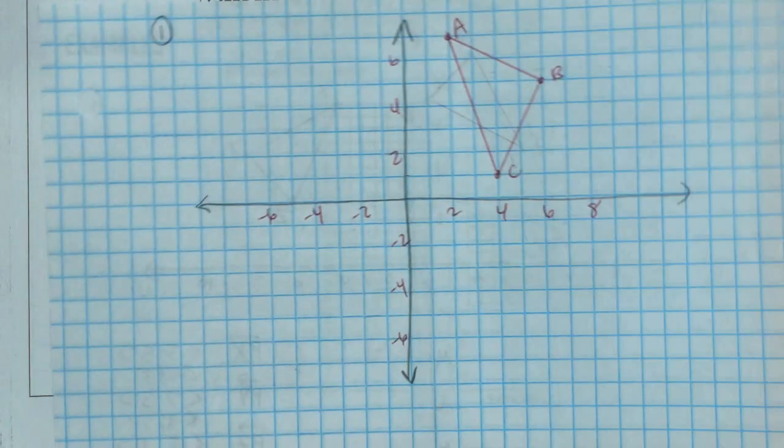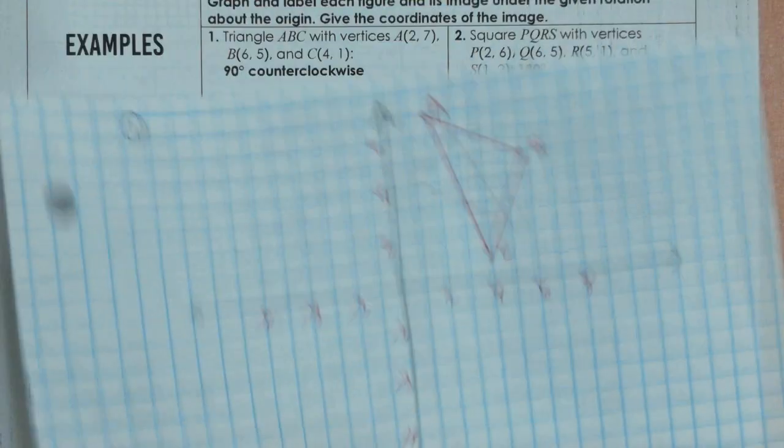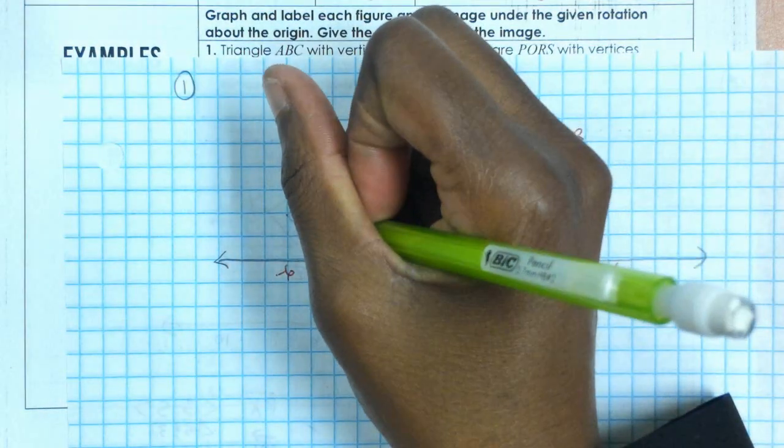If I plot those points, I can see if that actually looks like a rotation or not. So after I've written the points down, I can plot them, negative 7, 2.